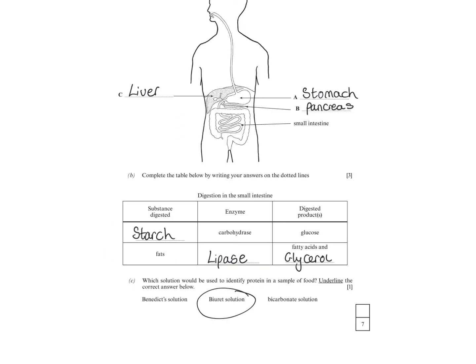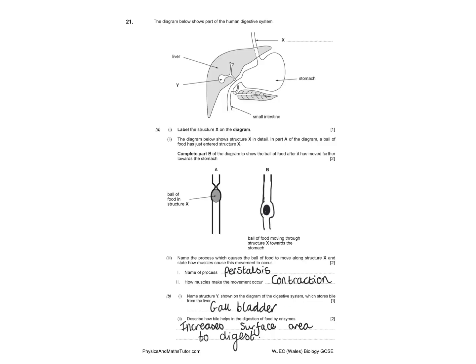Again, a nice easy question, labelling parts of the digestive system. You've got your liver by here, you've got your stomach, and you've got your pancreas. Starch is broken down to glucose by carbohydrase. Fats are broken down by lipase into fatty acids and glycerol. Test for protein is Biuret solution.